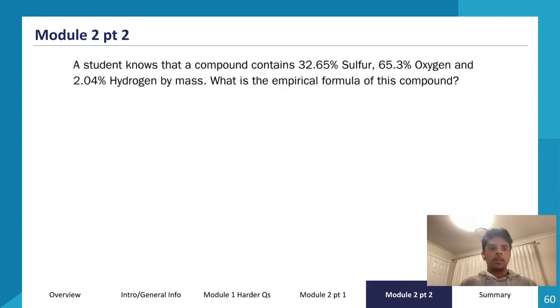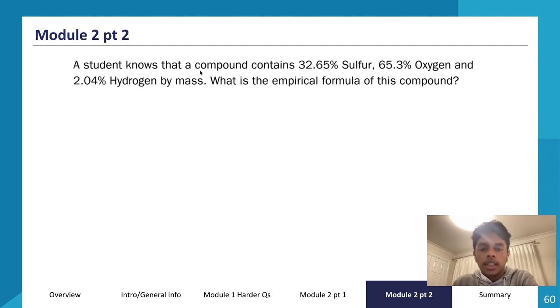Okay, so let's look at another question now. A student knows that a compound contains 32.65% sulfur, 65.3% oxygen, and 2.04% hydrogen by mass. What is the empirical formula of this compound? So we know the percentage composition by mass, but they don't give us a value. So before, the question gave us 100 grams, now they don't give us 100 grams.